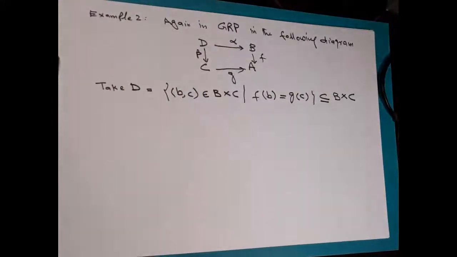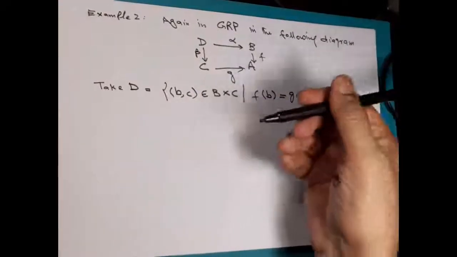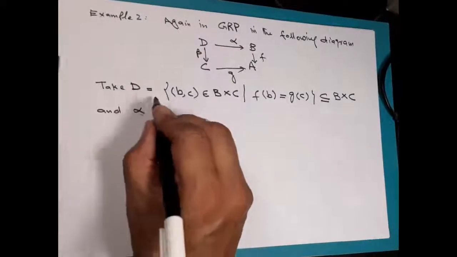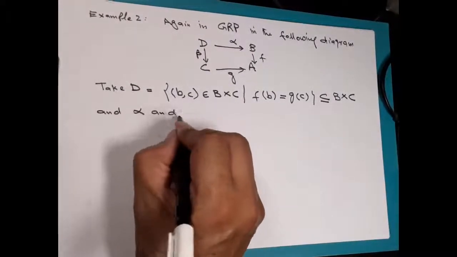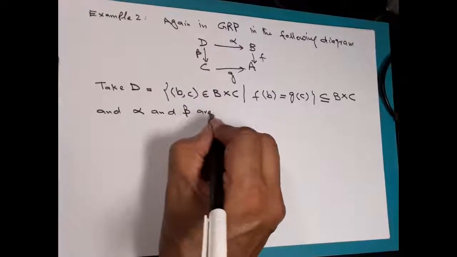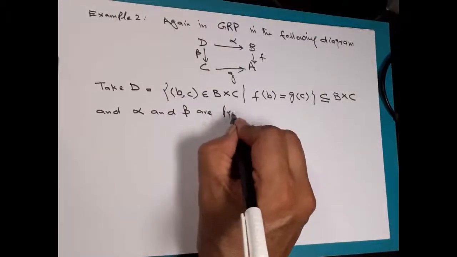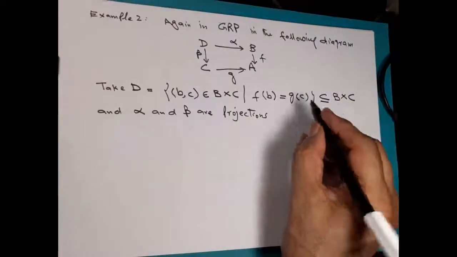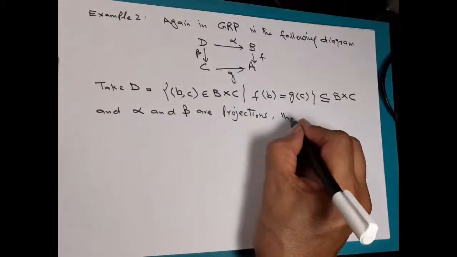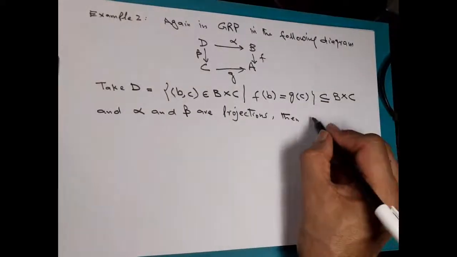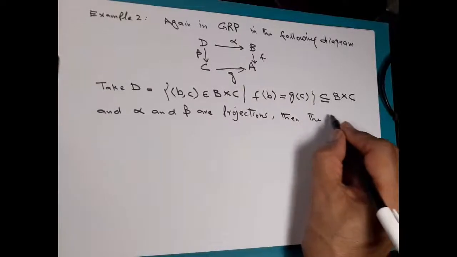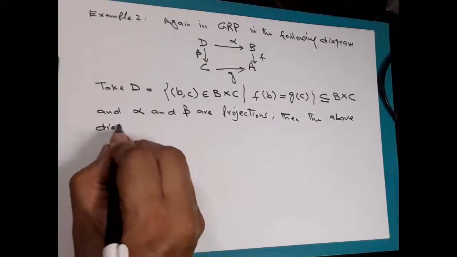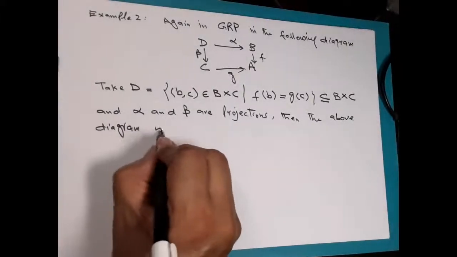So we are going to take this particular D as a subset of B cross C. And alpha and beta are just the routine projections. Then the above diagram is a pullback diagram.